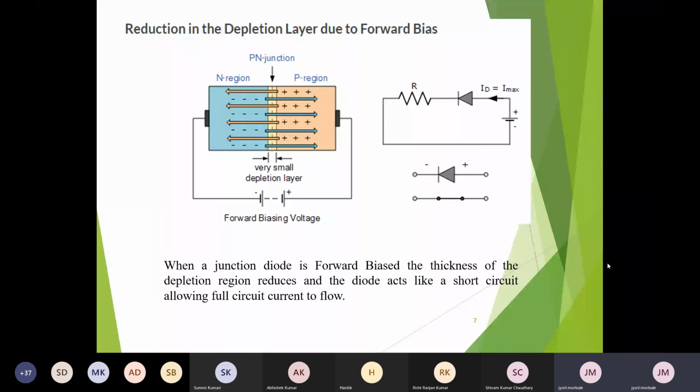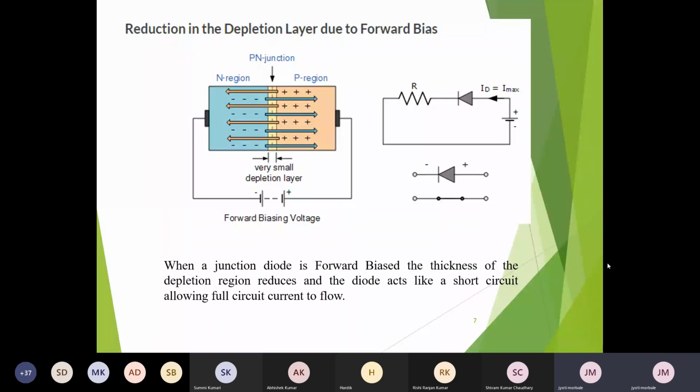So you need to remember a few points here: when the diode is forward biased, the width of the depletion region is reduced. And as the voltage increases, the current increases proportionally, which means the resistance decreases. So in forward bias, the resistance offered by the PN junction is very low. Ideally it should be zero, but it is never zero. Practically, a small amount of resistance is there.